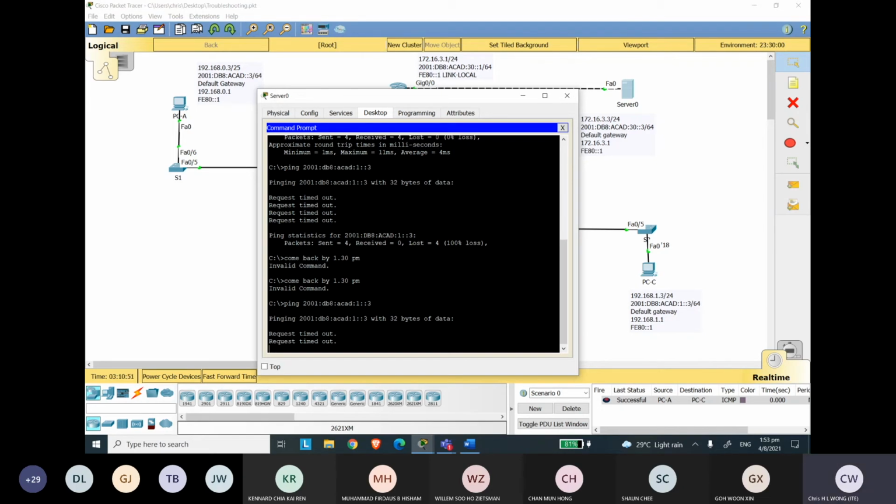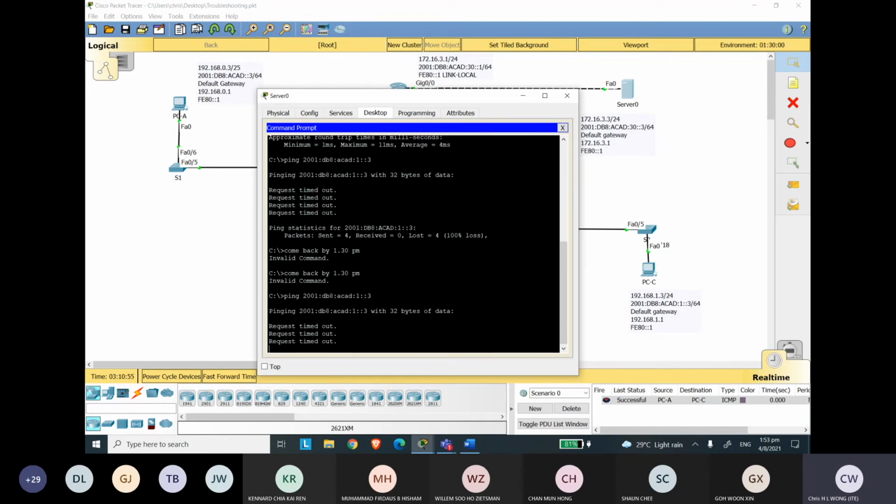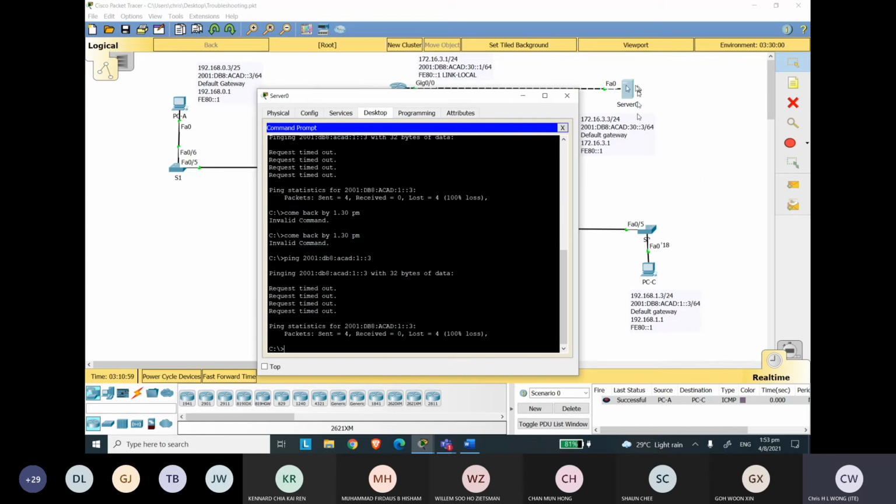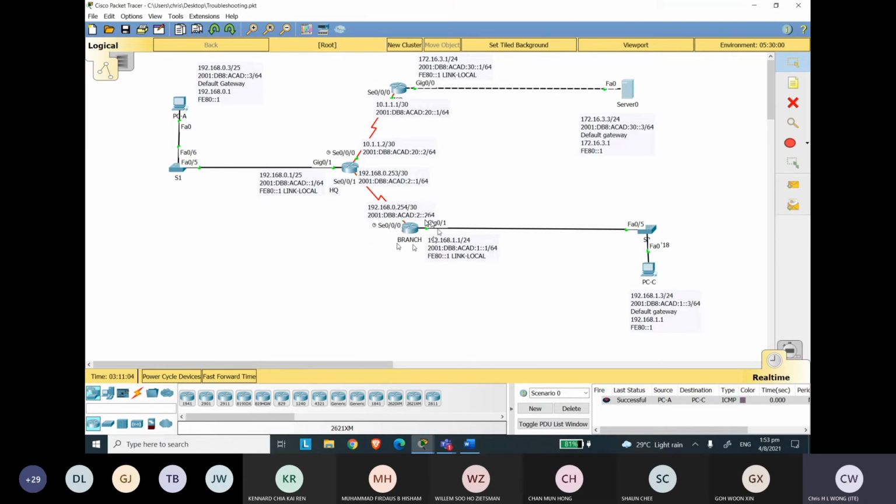Can ping or not? Cannot, right? Cannot ping, isn't it? Time out there. So now we all know we can't ping. Now what we have to do is check this router. Everybody must check this router now.